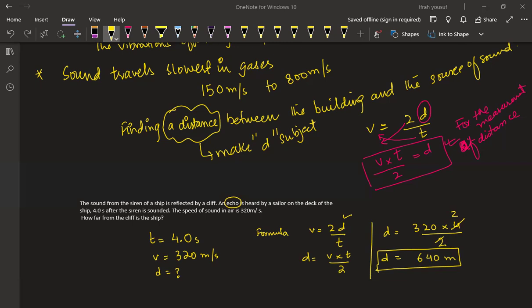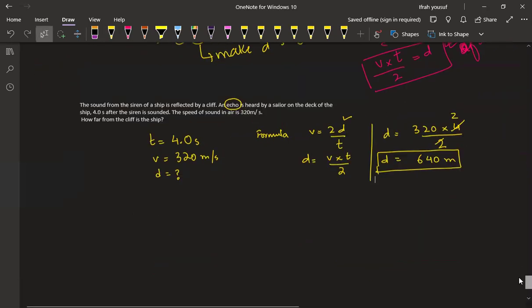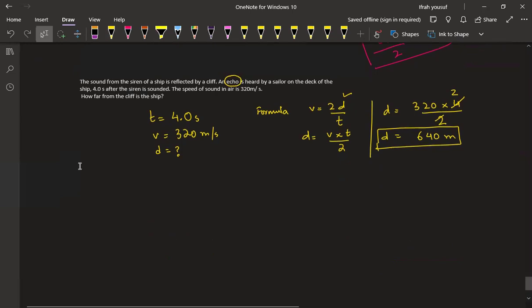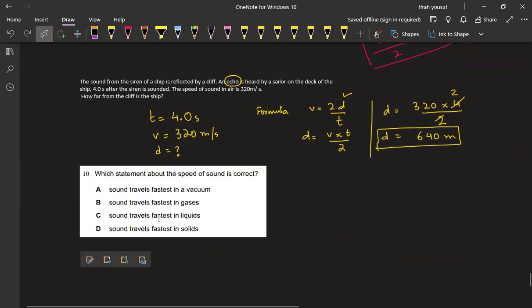Yes. See this one? Which statement about the speed of sound is correct? Sound travels fastest in a vacuum, sound travels fastest in gases, sound travels fastest in liquids, or fastest in solids. Solids. Okay. Acha, does sound travel in vacuum?